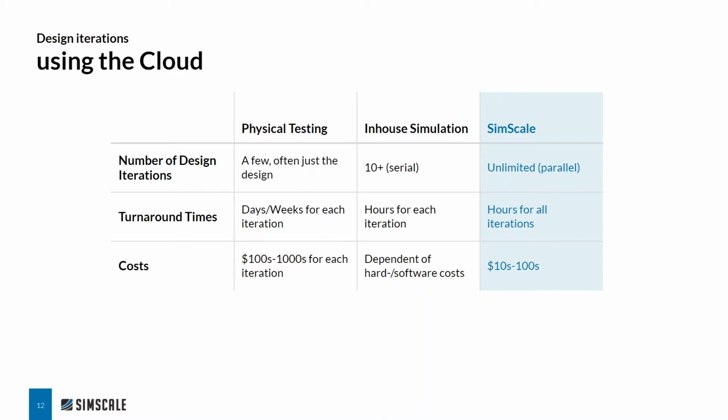And this takes us from turnaround times of days to weeks to literally hours for all of your iterations. And more significantly, the costs drastically reduce. So when you have hundreds or thousands of dollars for a physical prototype, this can be reduced to tens or hundreds of euros by using SimScale.